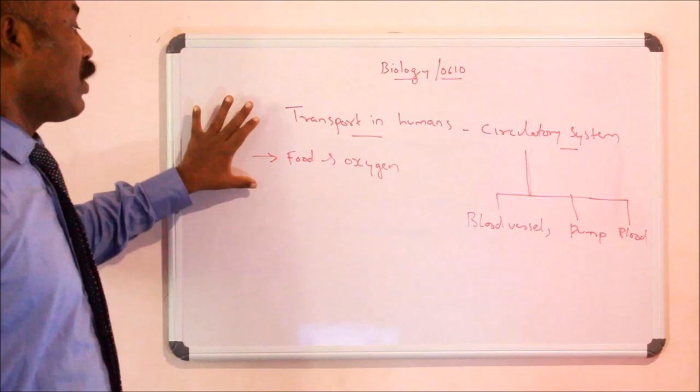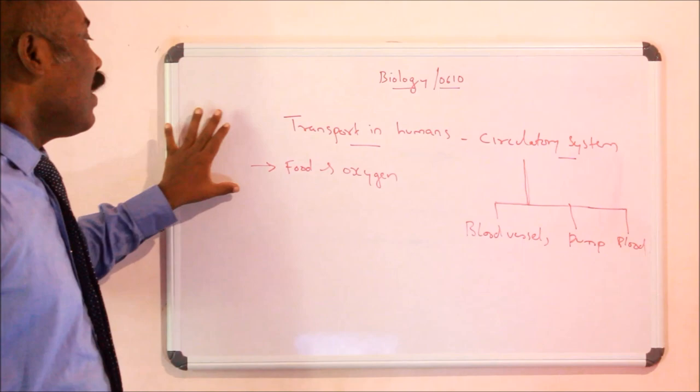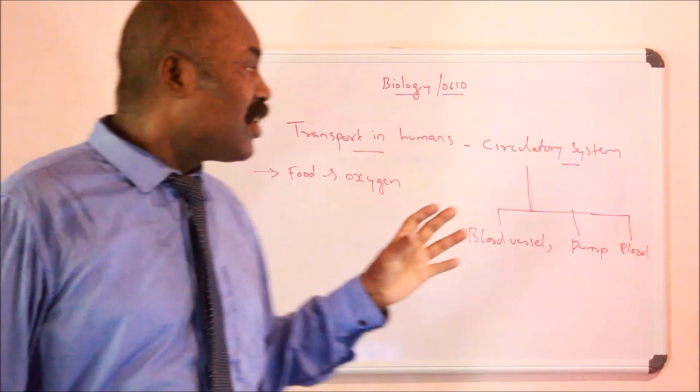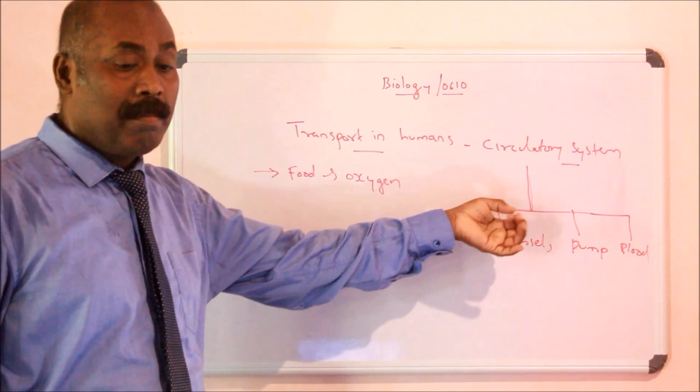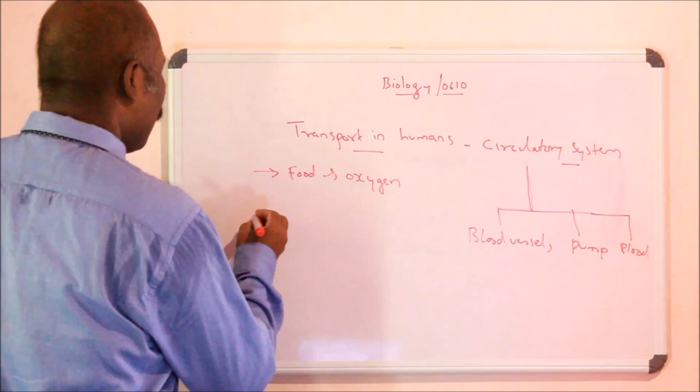The function of the circulatory system, I told you, is to transport food and oxygen, and to carry the waste back. Then, the circulatory system, as I already told you, consists of blood vessels, a pump and blood. Now this circulatory system consists of many blood vessels. Usually the blood starts from the arteries.